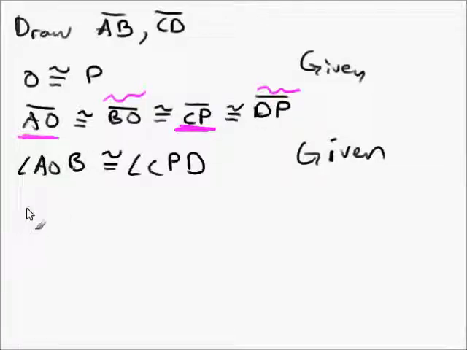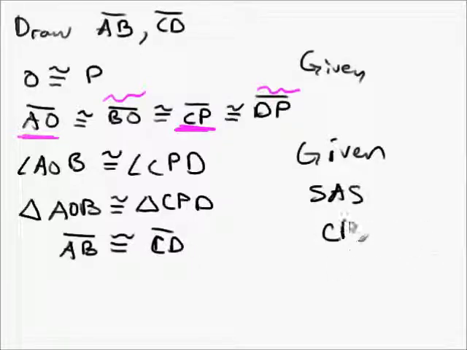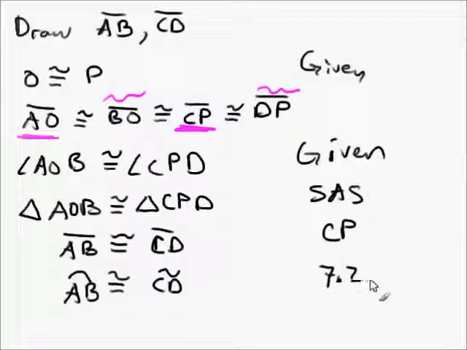So that means that triangle AOB is congruent to triangle CPD by side angle side, which means that length AB, that side, is congruent to the side CD by corresponding parts, which means that from our previous work, two congruent chords, they've got congruent arcs. Always use previous work when you can.